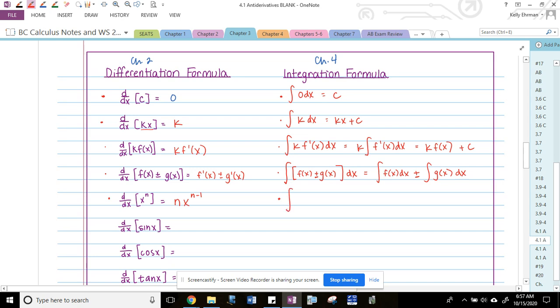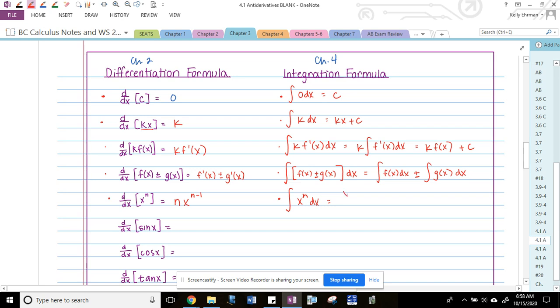So let's start here. The integral of x to the n. So I don't want to go with my answer from the previous one. I know the derivative, I know the power rule for the derivative. What if I have the integral of x to the n dx? Think about what we did with x to the third. When we had x to the third for our function, then we got x to the fourth over 4.